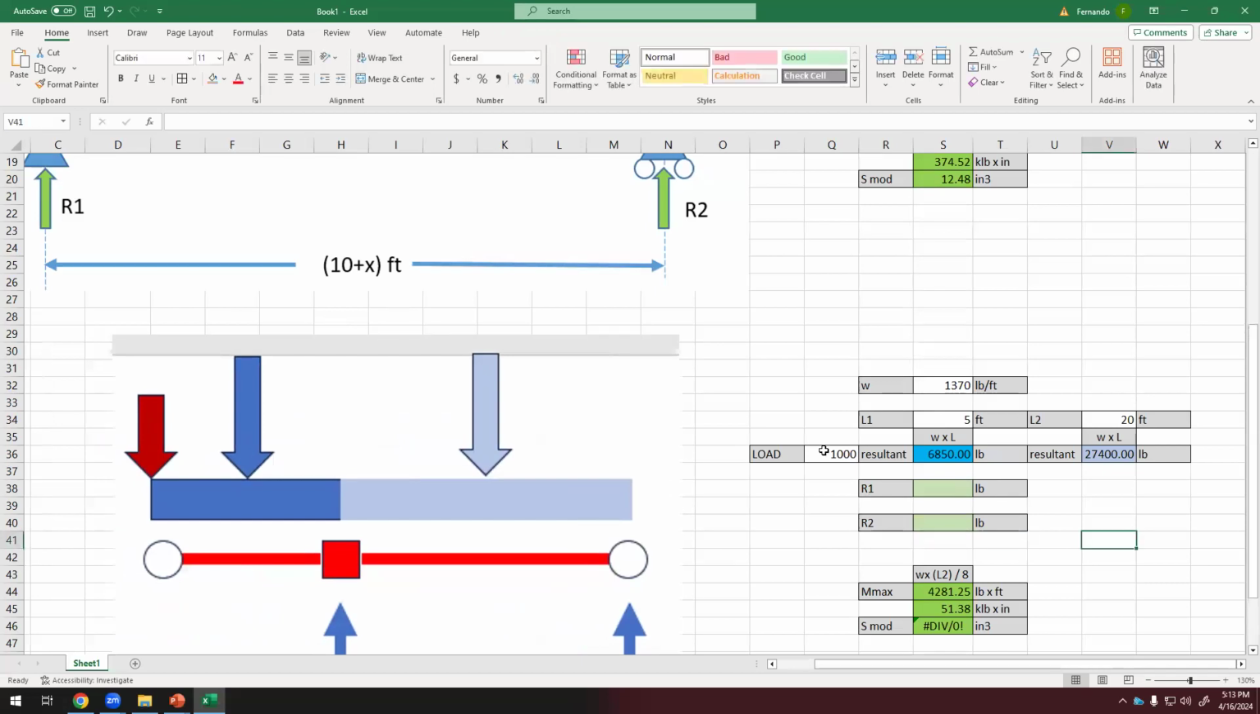Okay, there you go. So we have the load. I'm going to make it red. Okay, so that's the load here. Then we have the uniformly distributed load with this dark blue resultant, and this resultant is the W times L1. And this light blue resultant is the W times L2.